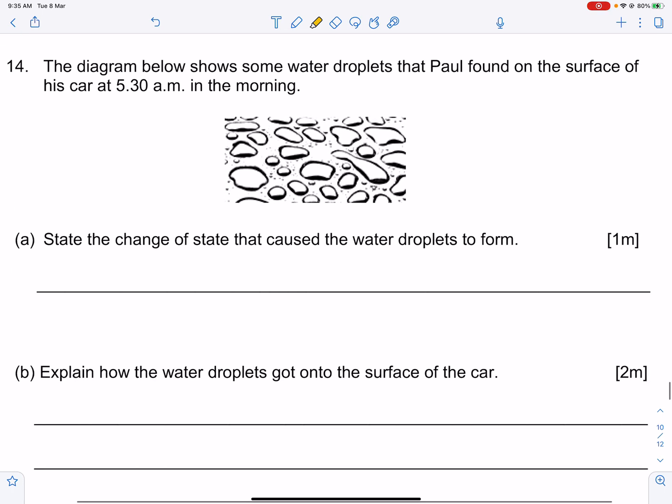Next, the diagram below shows some water droplets that Paul found on the surface of his car at 5:30 in the morning. So straight off the top, I see water droplets. It would signal me that it's a question on condensation. Condensation has occurred. Very straightforward.